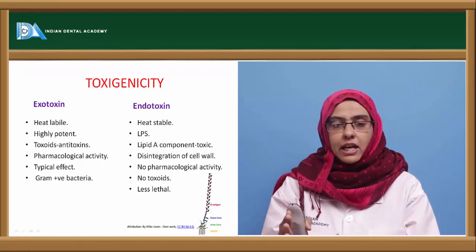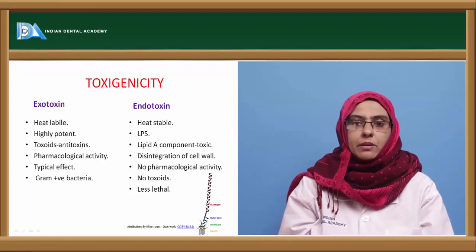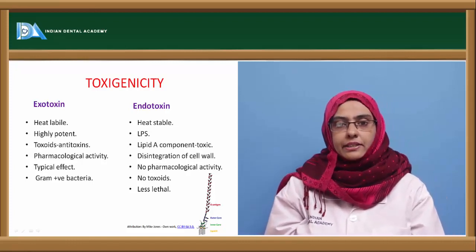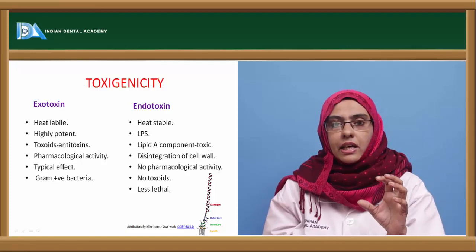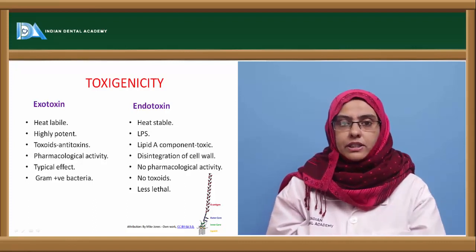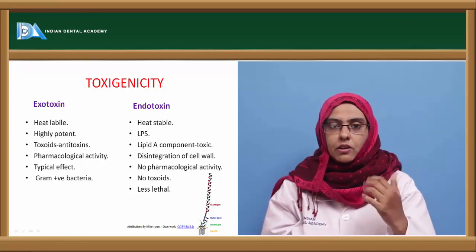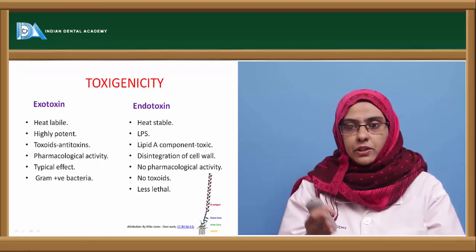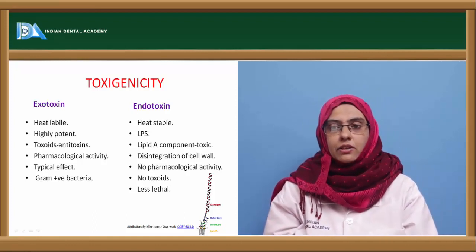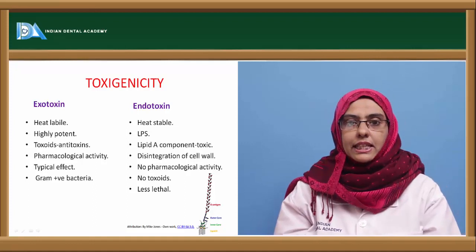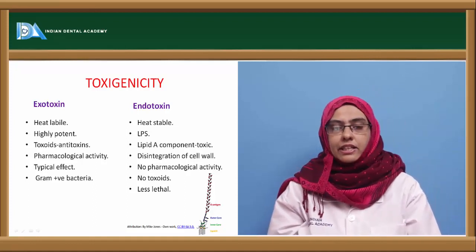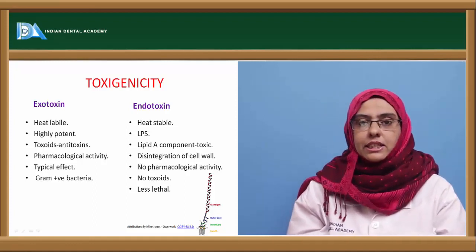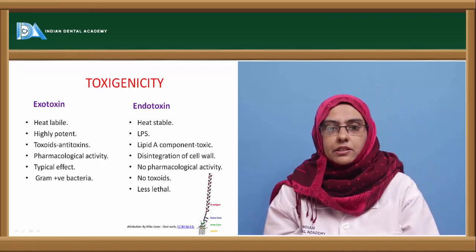Whereas exotoxins are metabolic products of the organism that are produced during metabolic activity, and they have the characteristic feature of causing infection in the human body. So the difference between exotoxin and endotoxin is that exotoxin is heat labile. It is very sensitive to heat, whereas endotoxin is heat stable, that is, a bit resistant to heat.